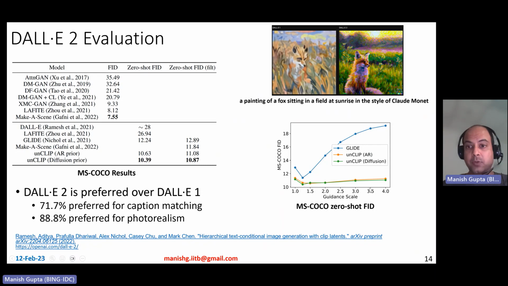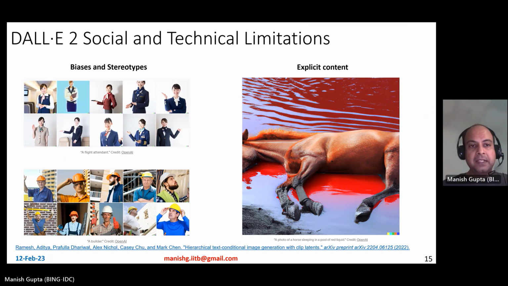Remember, higher FID is worse, lower FID is good. Now, it's not all good for image generation models. DALL-E 2 also suffers from some of the standard image generation problems. For example, DALL-E 2 can actually lead to images with biases and stereotypes. A flight attendant as a caption leads to female flight attendants typically. A builder as a caption leads to male builders typically.